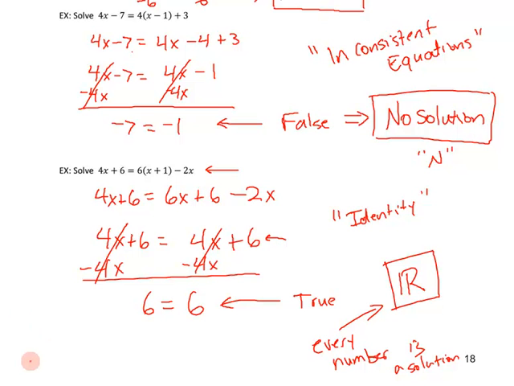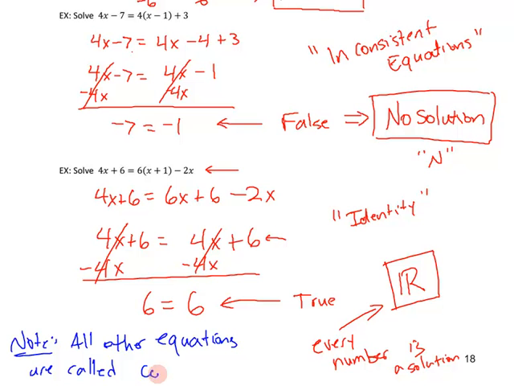Okay? All other equations, I'll write this down here in blue, note, all other equations, meaning equations that aren't inconsistent and aren't identities, are called conditional equations. Okay? Alright, so you'll need to be able to differentiate between identities, inconsistent equations, and what are called conditional equations. Inconsistent, if it has no solution. It's an identity if all solutions are possible, that is, every number is a solution, all real numbers. And otherwise, when you get one answer, you're getting a conditional equation.